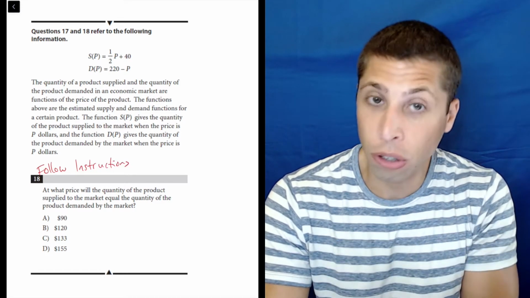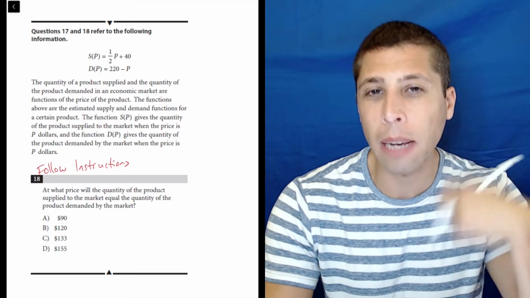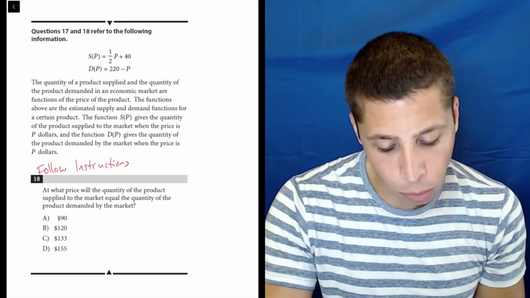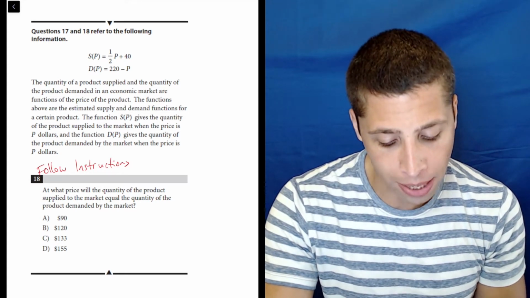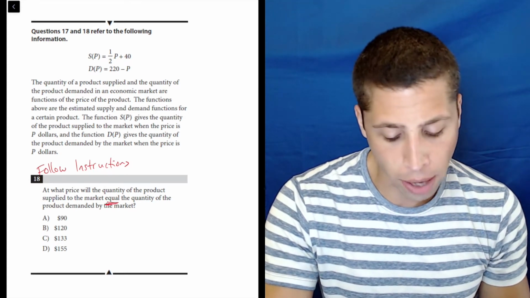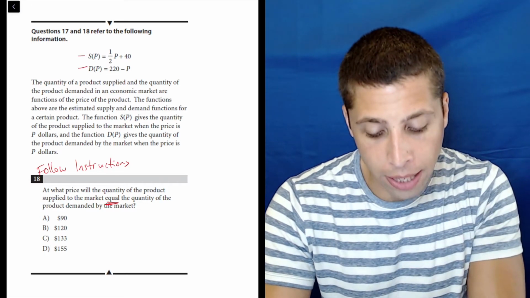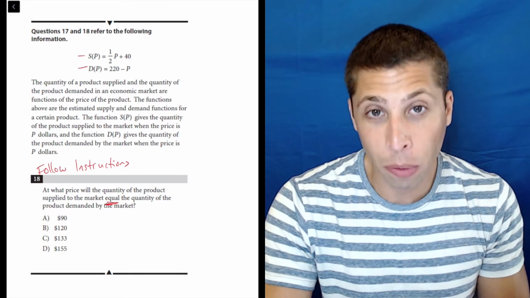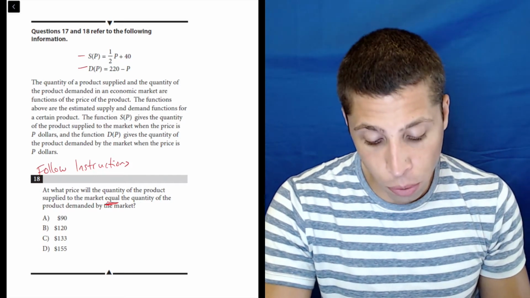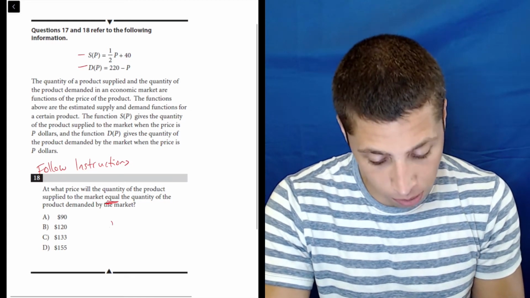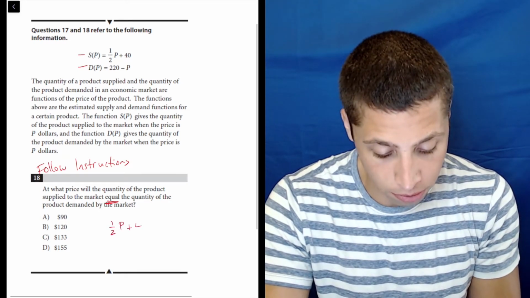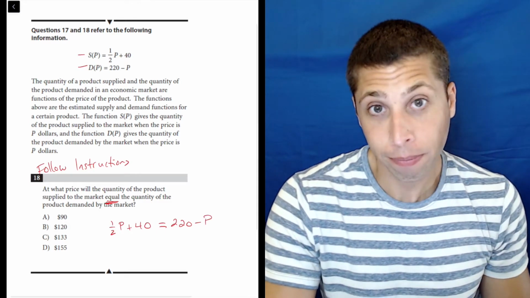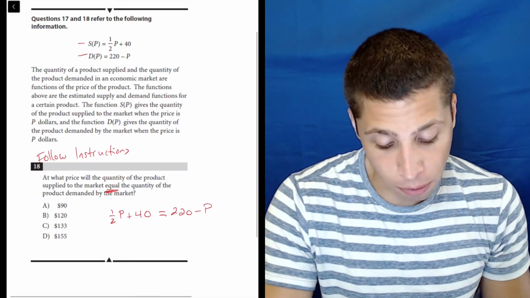And I know there's a story, and our temptation is to think about the story, but this is a math question, right? At what price will the quantity of the product supplied to the market equal the quantity of the product demanded by the market? Well, supply and demand are both equations here. They're telling us to set them equal. That's the instruction. So you can just do that algebraically and say, okay, well, 1/2 of P plus 40 is equal to 220 minus P. And there you go. You can solve from there.